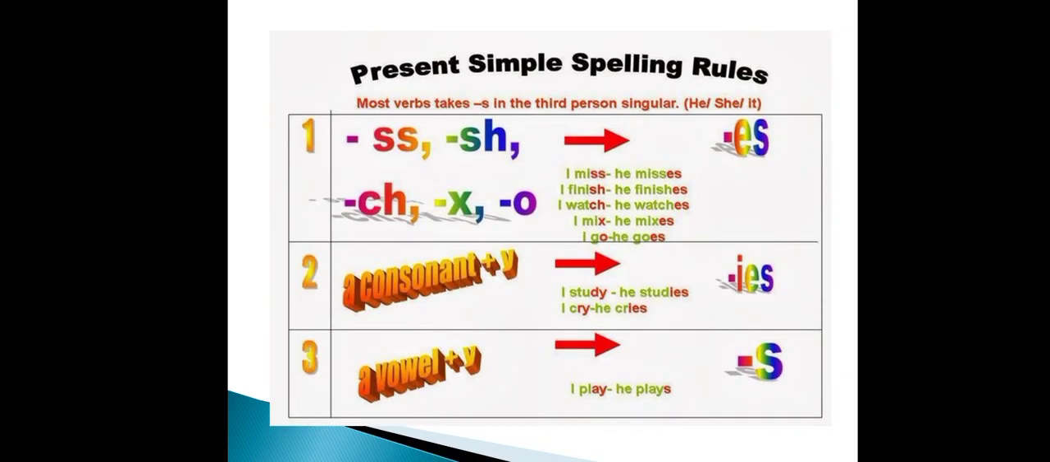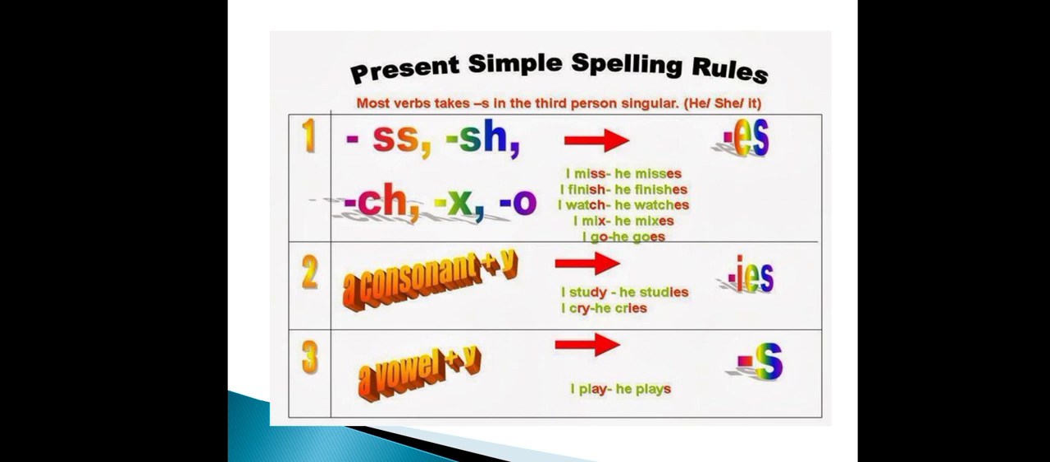Now, when to add s and when to add es along with the first form of the verb. There are three cases. Number one, if our verb ends in double s, sh, ch, x, and o, then we have to add es.